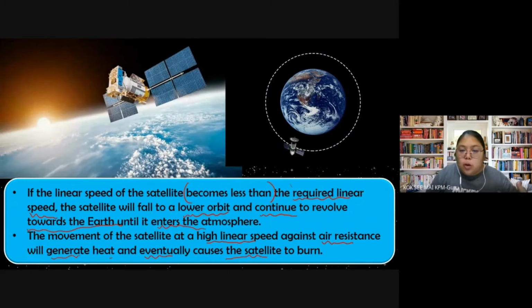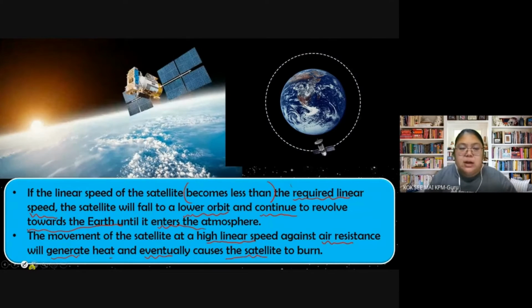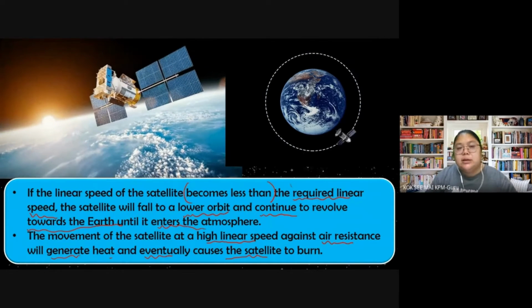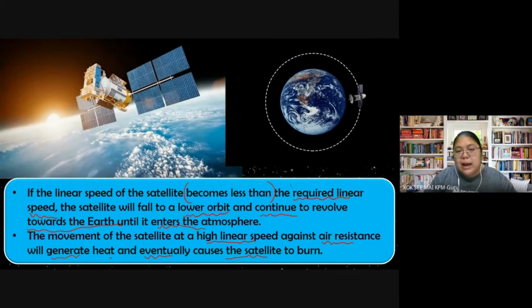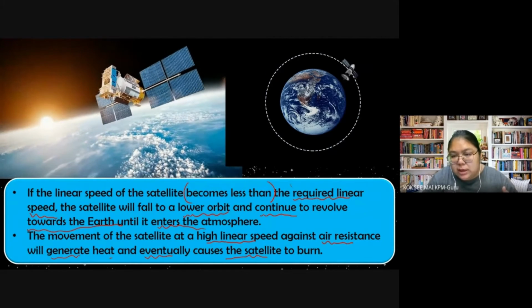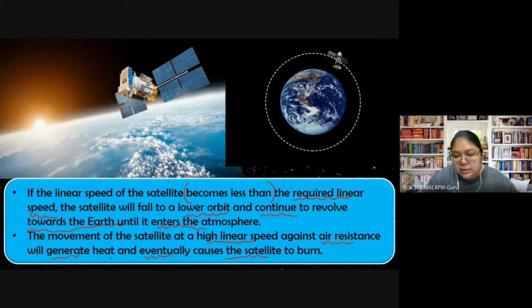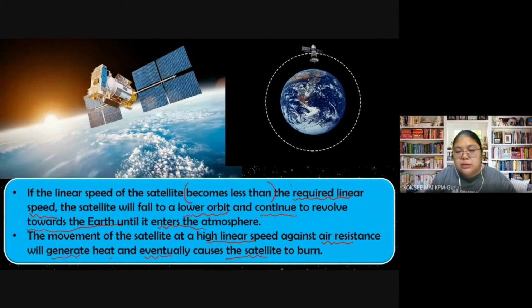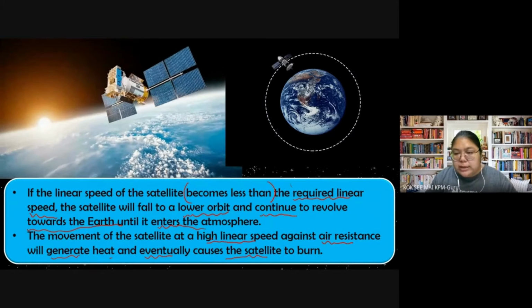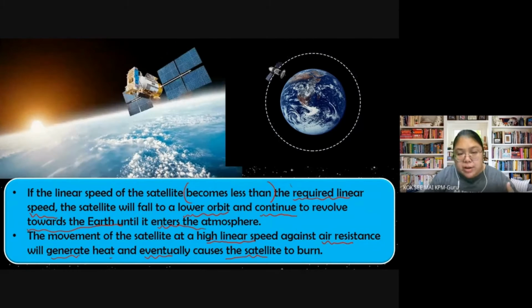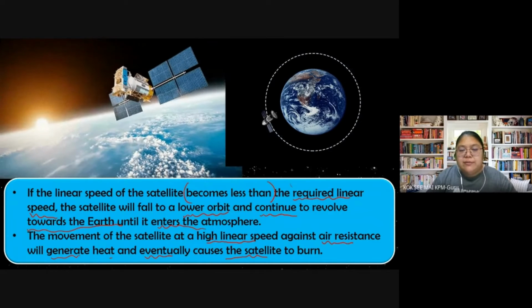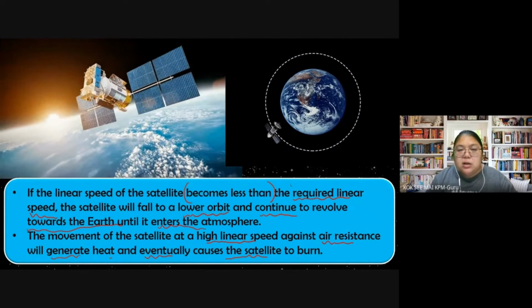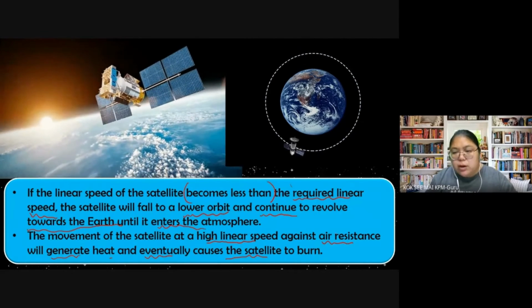Okay, the lower you fall into the atmosphere, the more it burns, but if you are too high, that also cannot. Too high means you need to overcome the air resistance. We have not yet gone to space, we are still inside, so you still have higher speed against the air resistance. After that, you will generate heat and eventually cause the satellite to burn.